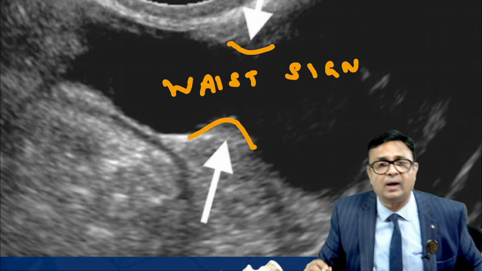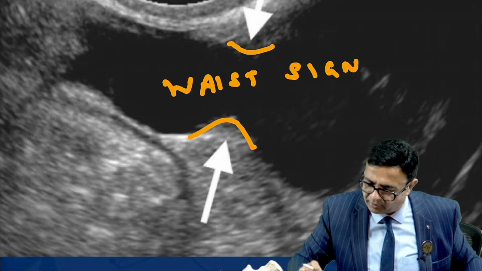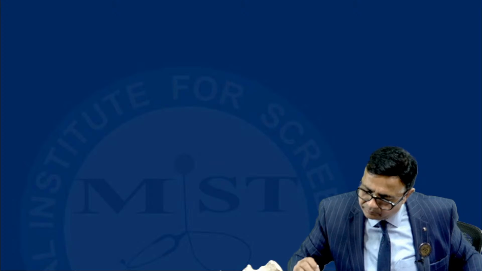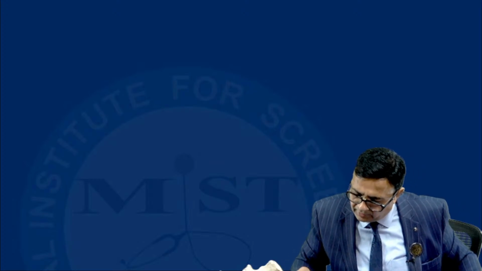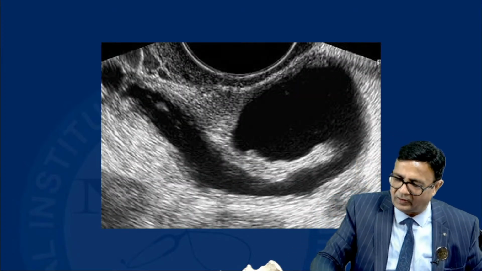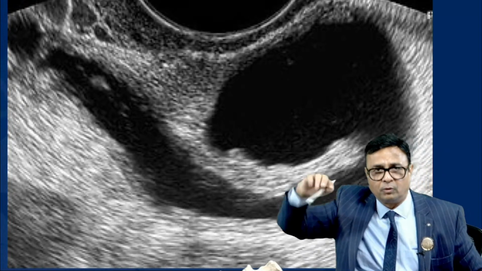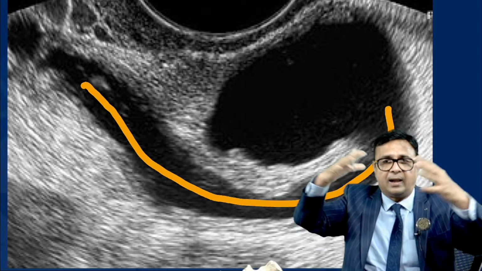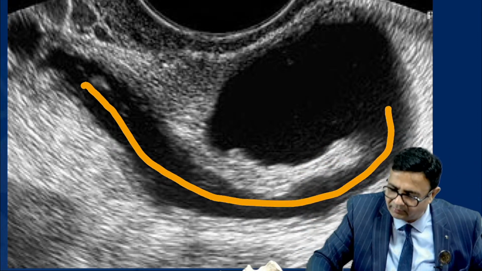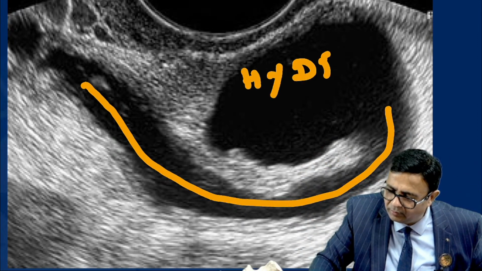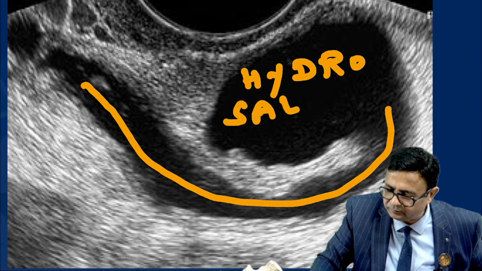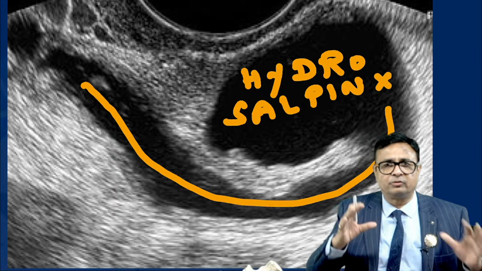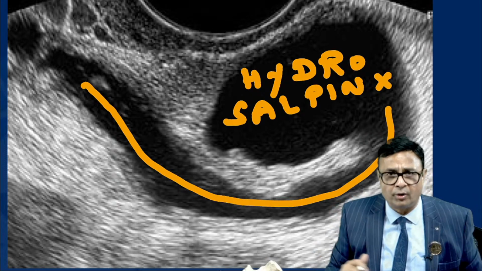Let me show you other ultrasound findings in chronic PID. This is the hydrosalpinx. You can see this fallopian tube. This is an elongated and dilated fallopian tube. So waist sign is a feature of chronic PID, and hydrosalpinx is a feature of chronic PID.